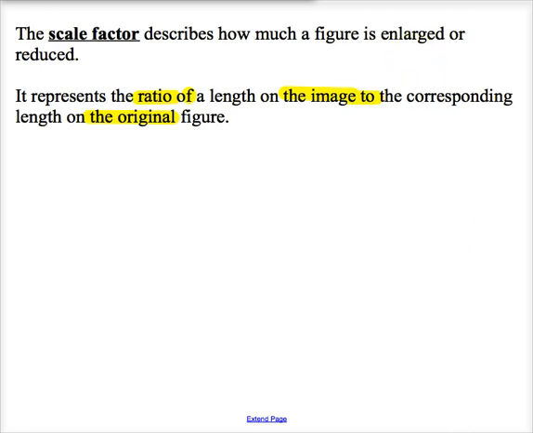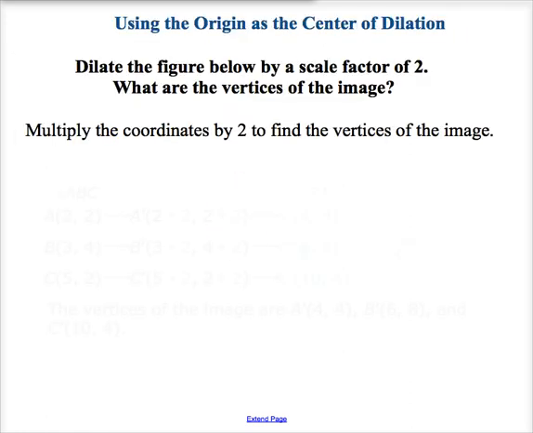A scale factor describes how much a figure does get enlarged or reduced. It represents the ratio of the length of the image to the corresponding length on the original figure. So if we look here, we can use the origin as a center of dilation or other parts of the shape. So if you want to dilate a figure by a scale factor of 2, that means every point, every coordinate gets multiplied by 2.